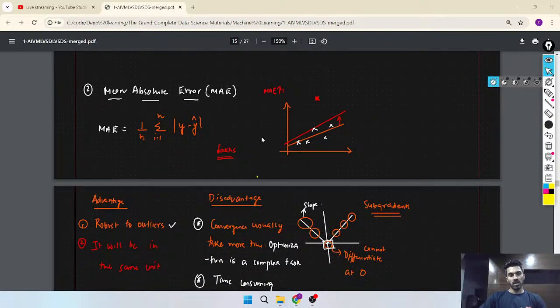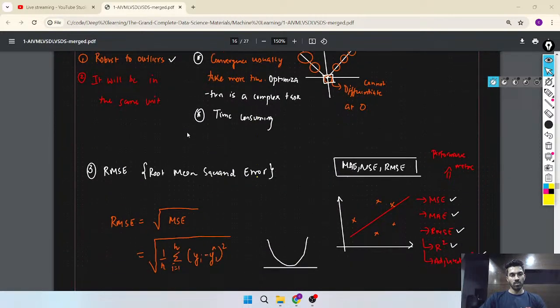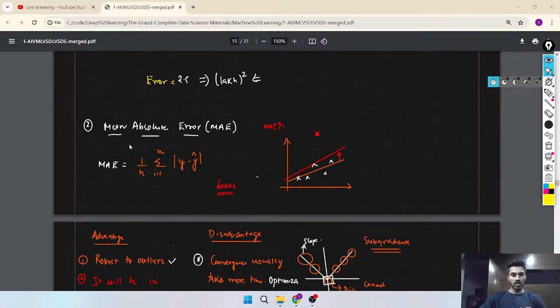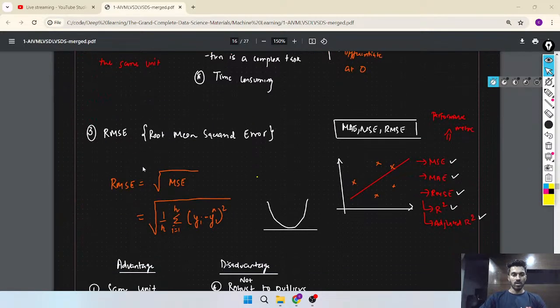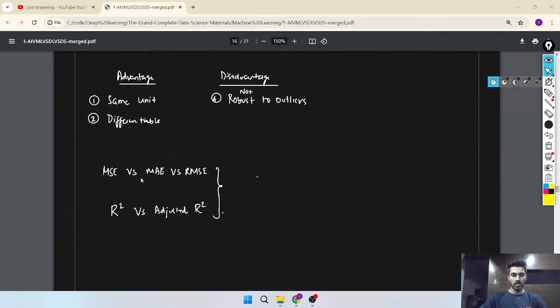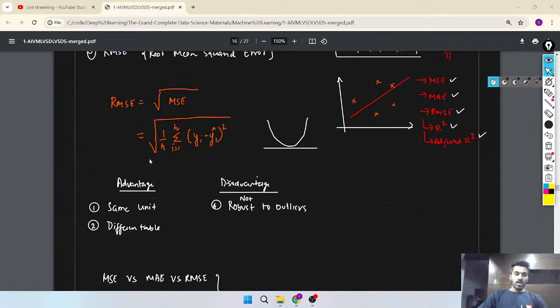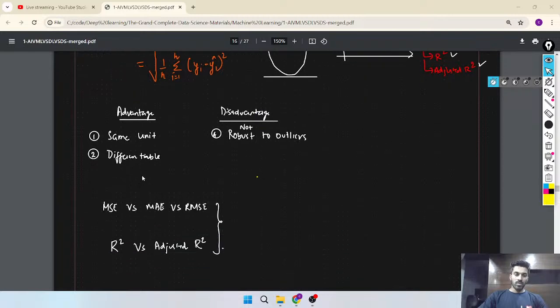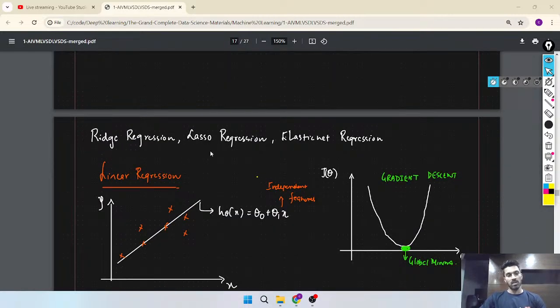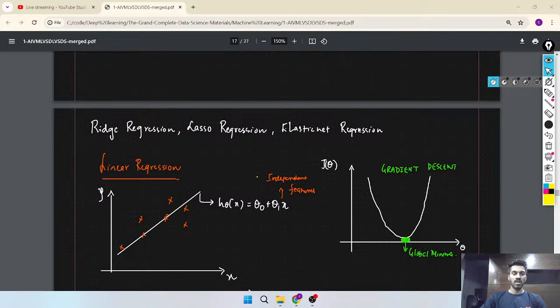And mean absolute error, I have already told you, is robust to outlier. Mean absolute error, RMSE, and these are some advantages: same unit, differentiable.